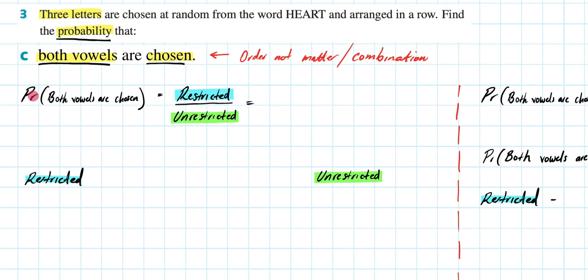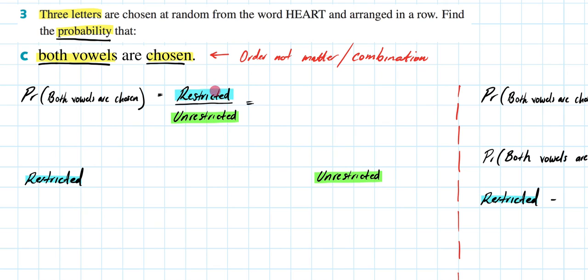Now, to find the probability that both vowels are chosen, it's simply going to be equal to restricted over unrestricted. In other words, all the different combinations which involve both the vowels, divided by an unrestricted combination, which is simply all the different combinations of 3-letter words chosen from these letters. I get confused between saying letters and words. Oh, life is hard. Okay, so let's go.